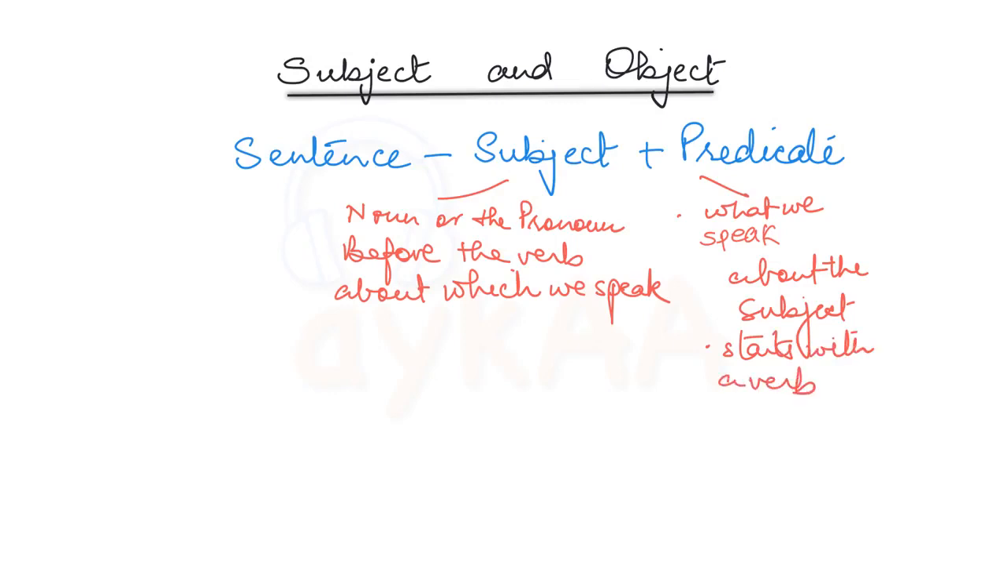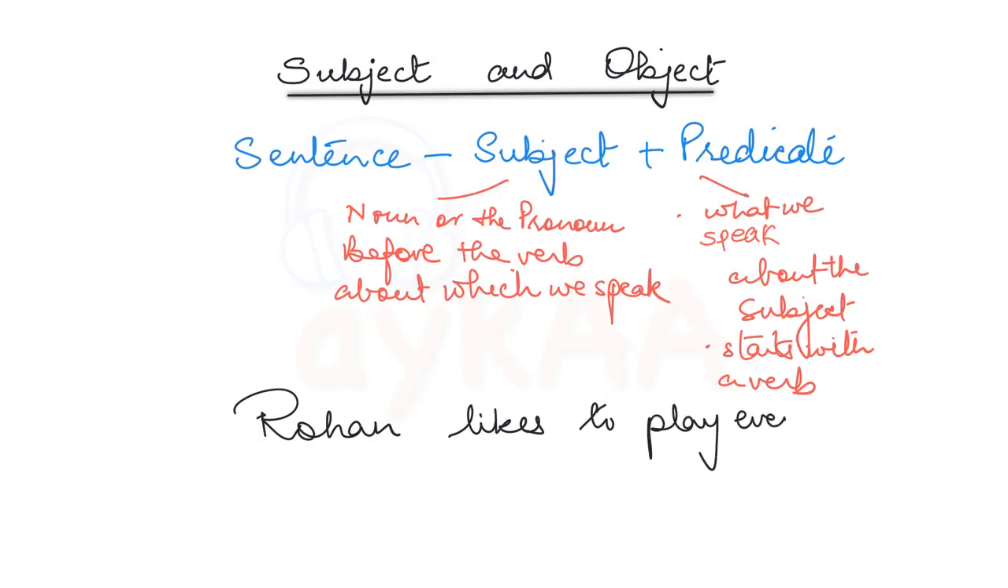So let's take an example. Say you have a sentence like this. Rohan likes to play every day. Now, in this case, students, first let's look at the verb. So here the verb is likes. Now, just before the verb, we have the word Rohan, which is a noun, and it comes before the verb.